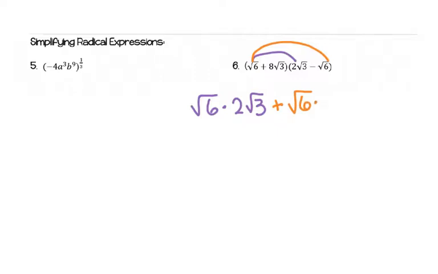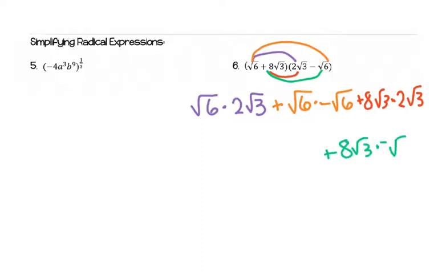Okay, number 6, notice that we are multiplying because those parentheses are right there next to each other. And so we are going to distribute. So I'm going to have square root 6 times 2 square root 3. And then I'm going to have plus square root 6 times negative square root 6. Then I'm going to have 8 square root 3 times 2 square root 3. And unfortunately, I just ran out of room. So then I'm going to have plus 8 square root 3 times negative square root 6. So I'm going to take each of those pieces and simplify.